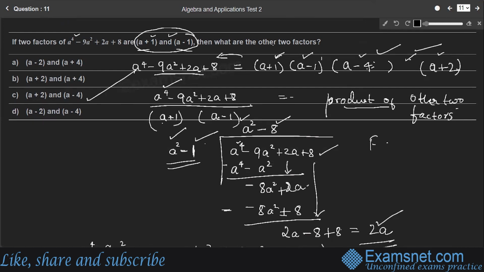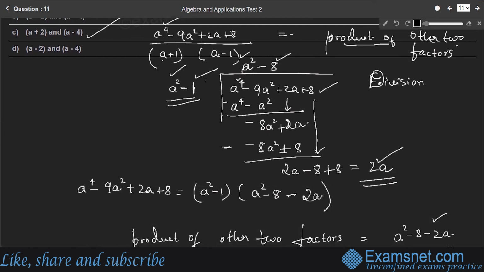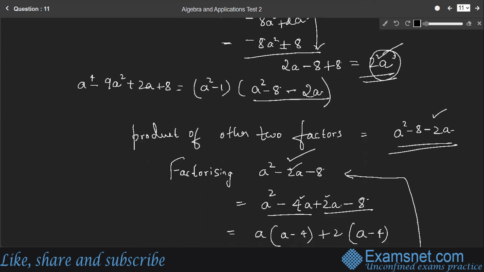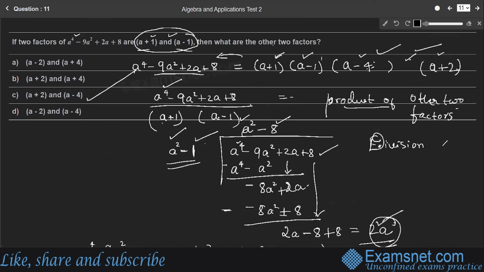By the factorization method, by the division method, we have to calculate the product of the other two factors, right? So here a square minus 8 minus the remainder, which is 2a, minus 2a gives the product of the other two factors, right? So by factorizing the expression, you will get the other two factors, right? Therefore, option C is the right answer.